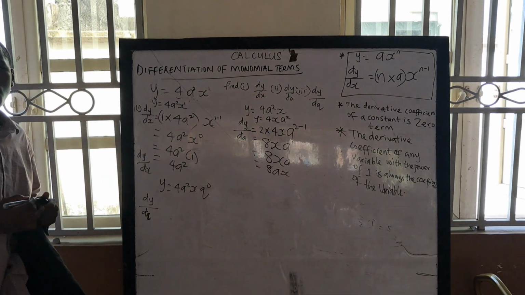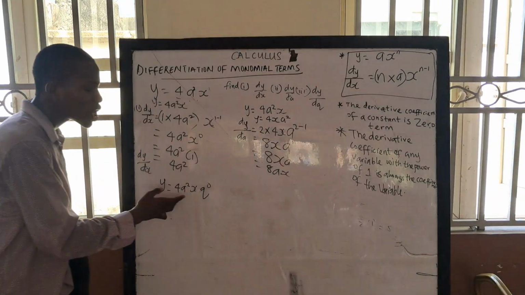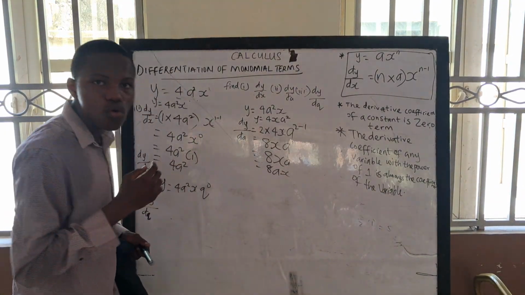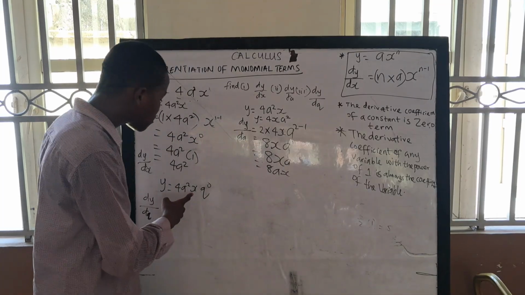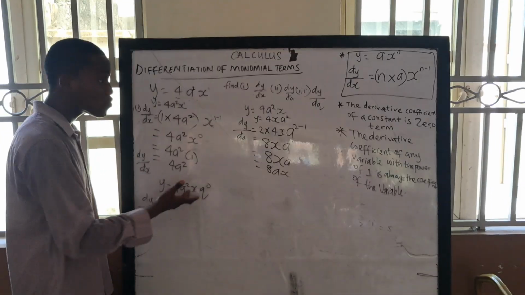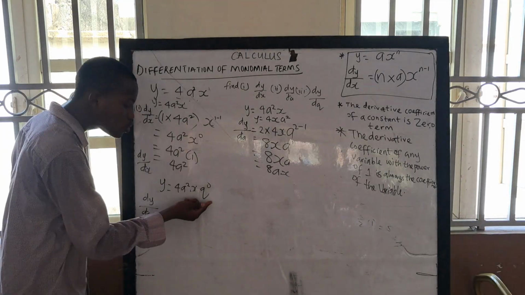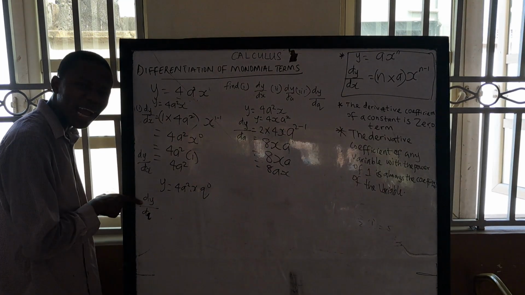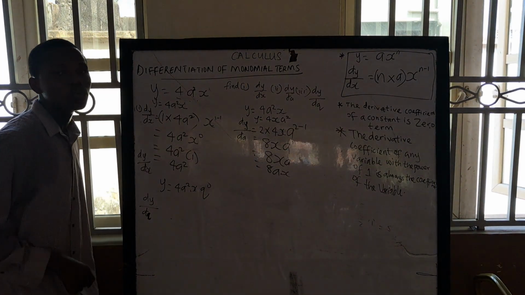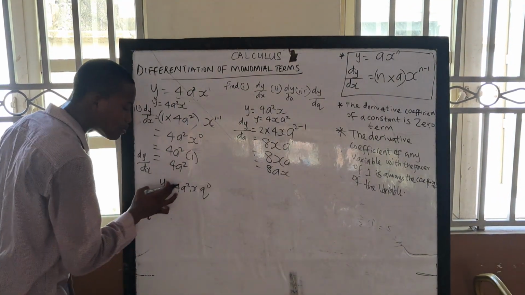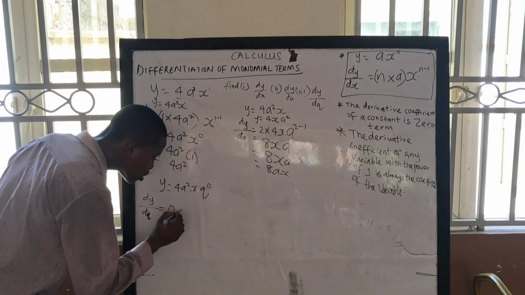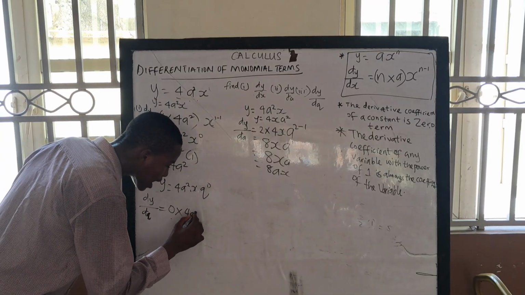So I'm having 4a squared x q raised to power 0. Remember, q raised to power 0 is the same as 1. That's 4a squared x times 1, which is the same as 4a squared x. I just include this q raised to power 0 so that I can differentiate y with respect to q. Now I'm differentiating this. I'll be having 0 times the whole of this. So I'm having 0 times 4a squared x.